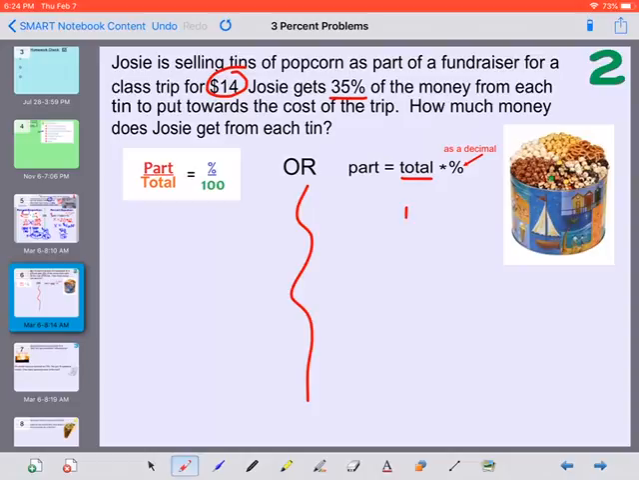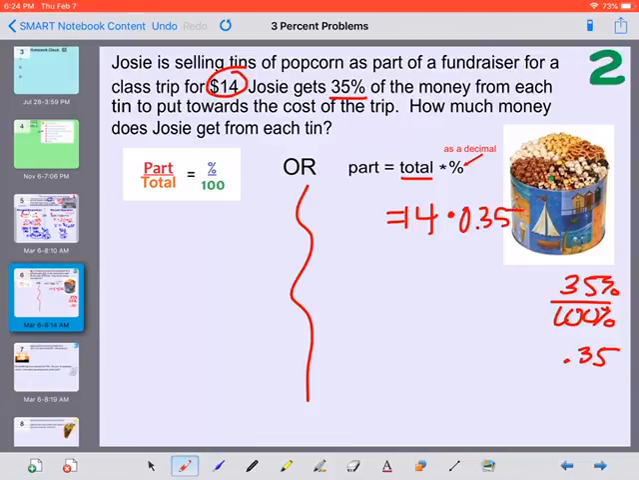So we know the total is 14. And we know the percent is 35. As a decimal, 35% out of 100%, we just divide. That will give us 0.35. So 14 times 0.35. That will give us the part that she gets to keep or put towards her trip. So 14 times 0.35 in my calculator gives me 4.9.